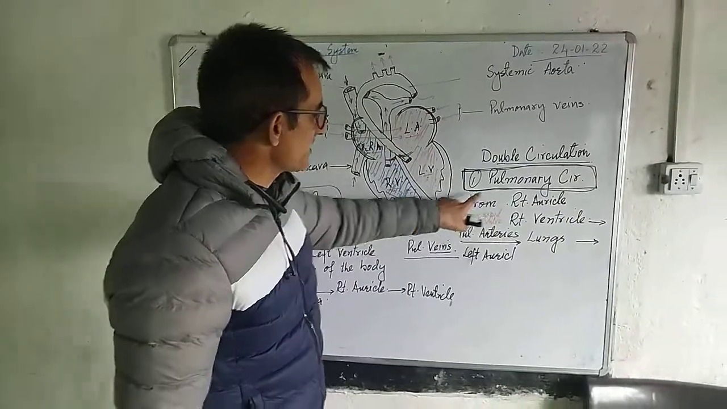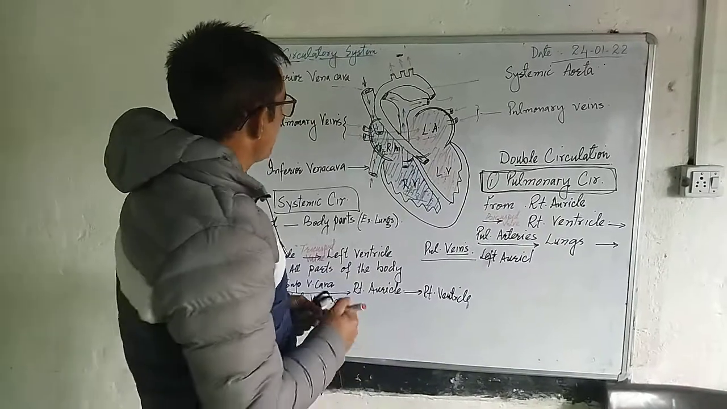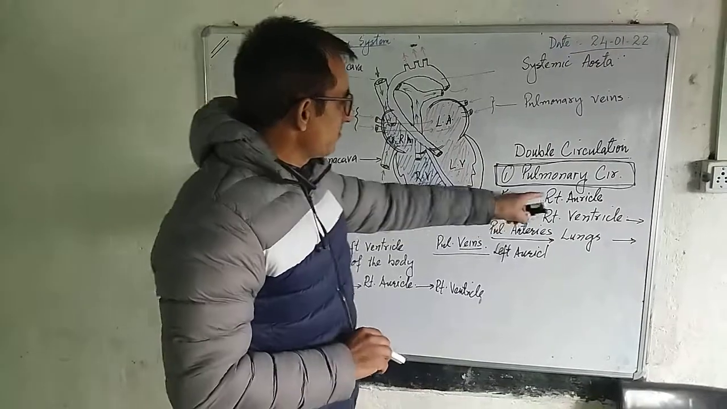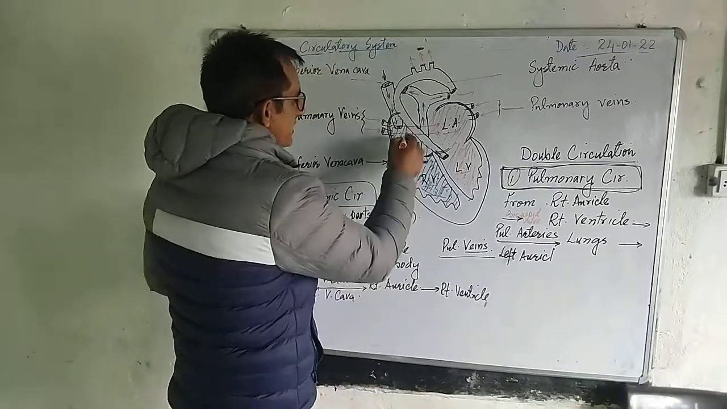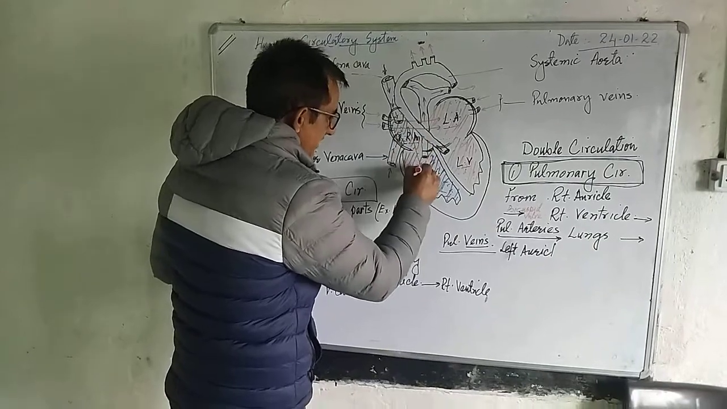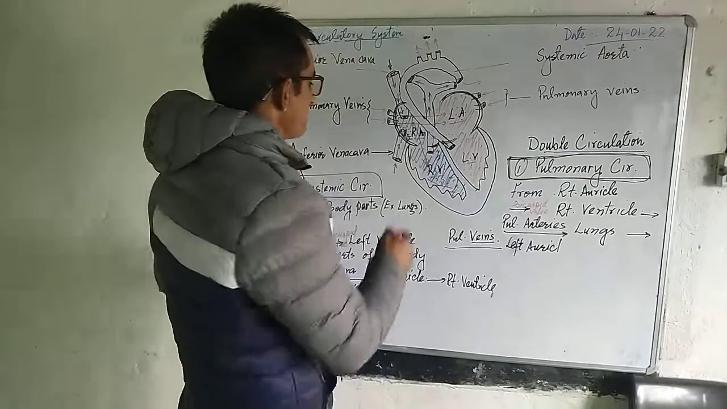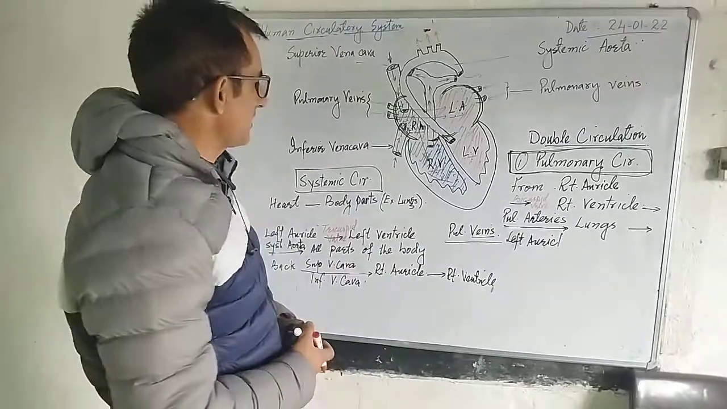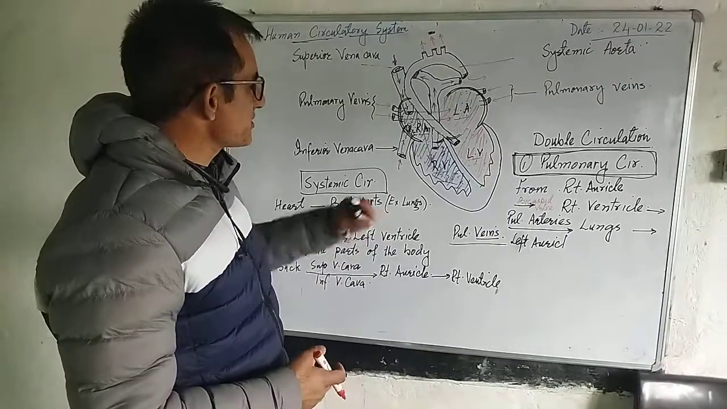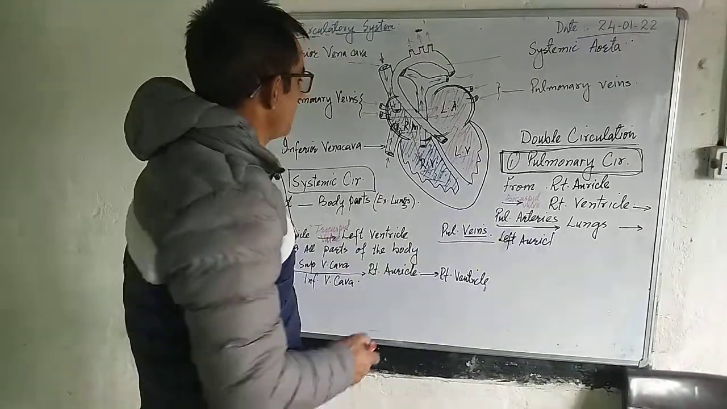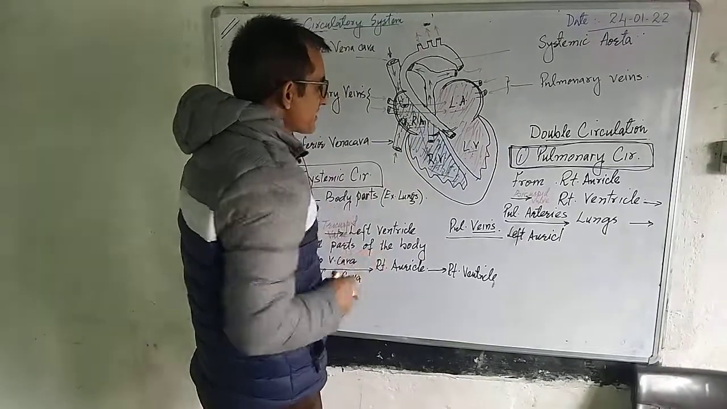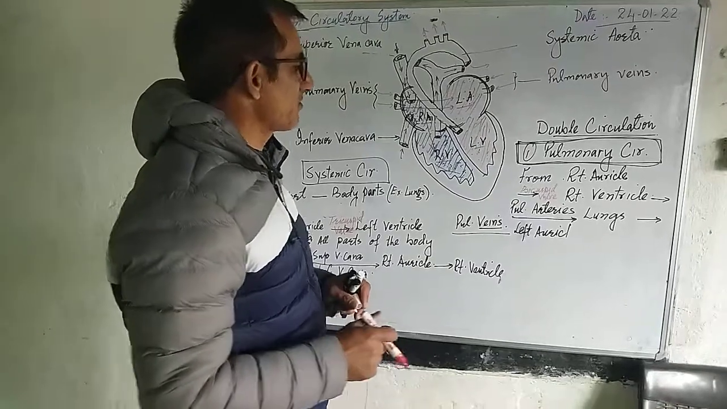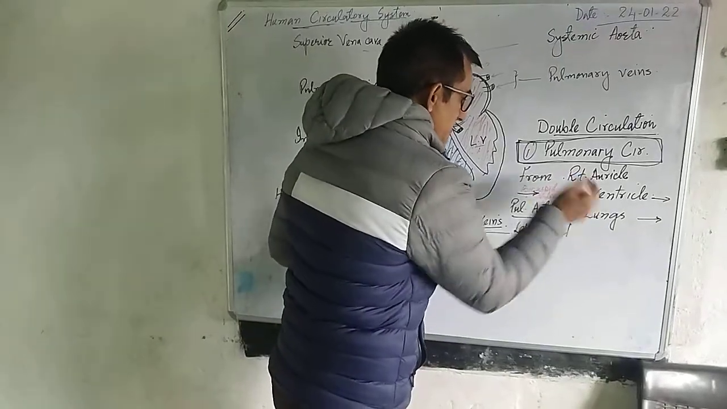This circulation starts from the right auricle. The right auricle contains deoxygenated blood. From the right auricle, blood moves into the right ventricle through a valve between the right auricle and right ventricle. It's also called the right auriculoventricular valve or bicuspid valve. This blood is deoxygenated blood, or we can also call it impure blood. So from right auricle to right ventricle.